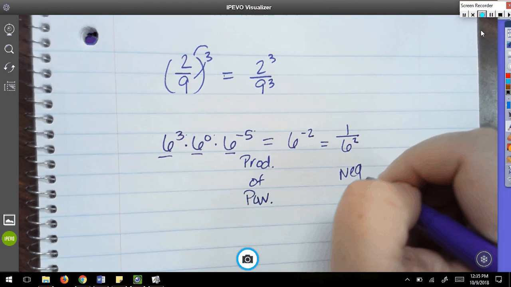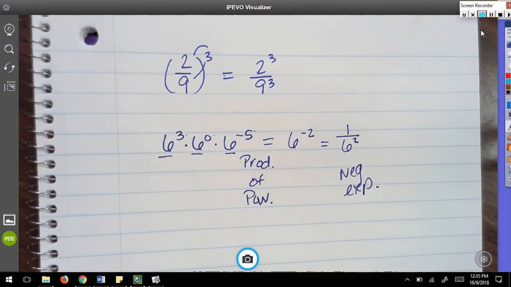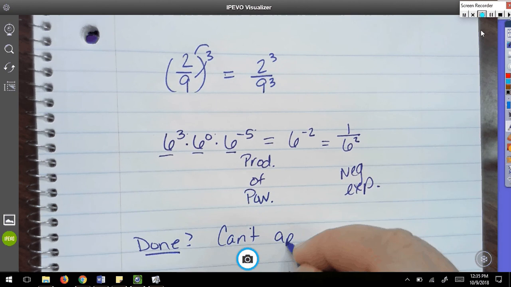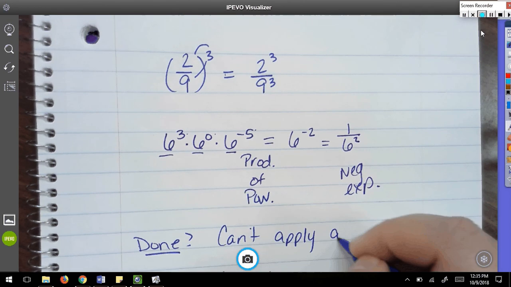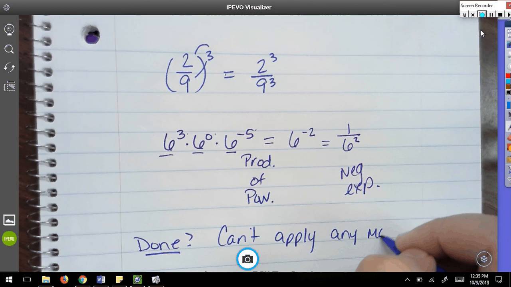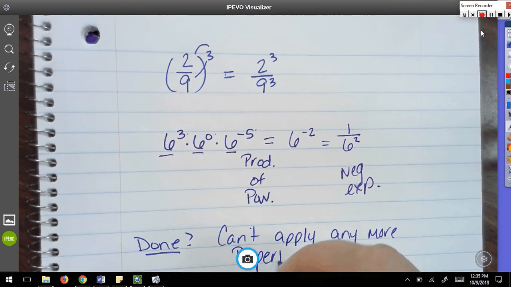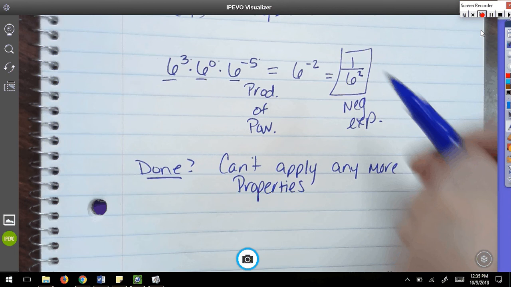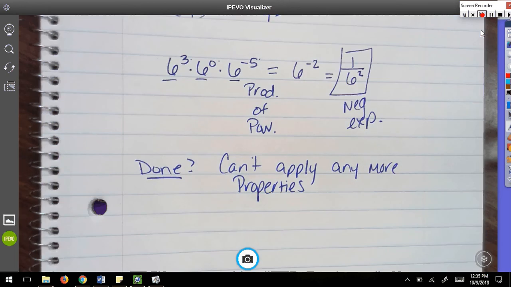Now, you may ask, how do I know that I'm done? You know you're done when you can't apply any other properties. Okay, when you can't apply any more of those 7 properties to any of the problems, then you're done. It's already simplified. If I look at 1 over 6 to the 2nd, I can't do anything else with that. I can't do power of a product. I can't do power of a power. I can't do negative exponent. There's nothing else I can do there, so I just leave it as it sits.